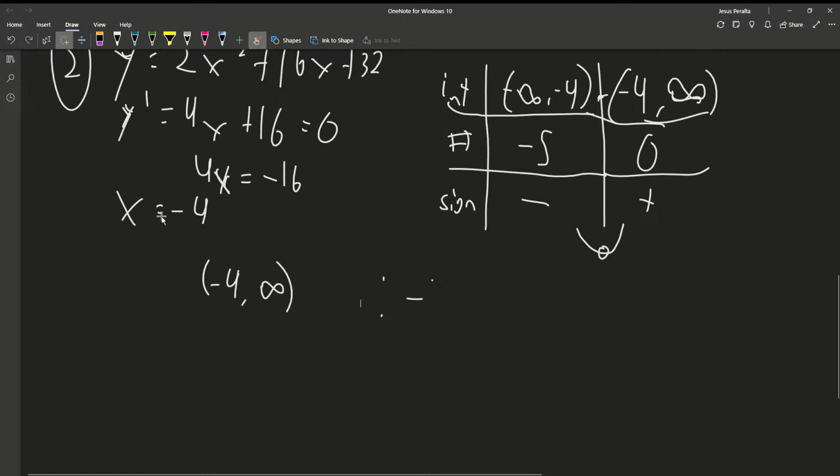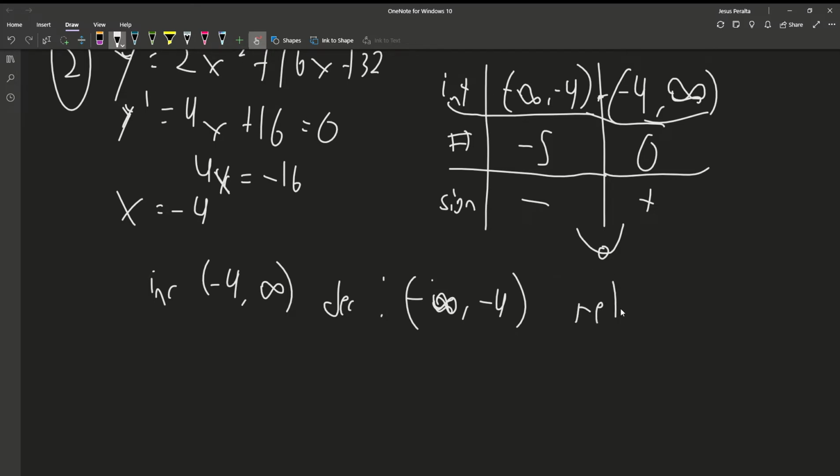Perfect. Okay. So as I was saying, let me get back to drawing. This is our increasing. And this is our decrease, which would be from negative infinity, okay, I really need to get better at that, to -4. Good. And we have our relative min at x is equal to -4.